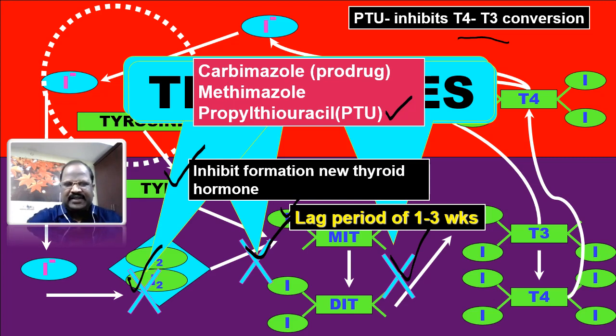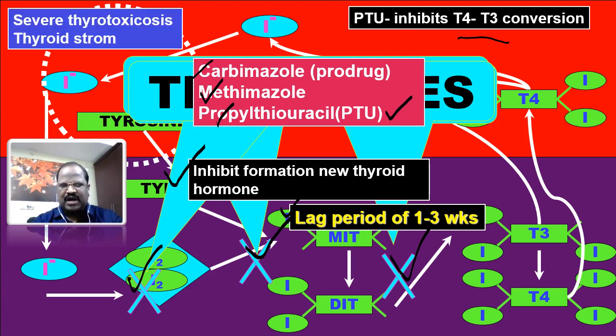That means among these three drugs, propylthiouracil has a dual mechanism of action. That's why for the treatment of severe thyrotoxicosis and thyroid storm, to have a rapid benefit, the best drug of choice is propylthiouracil. I put PTU. PTU means propylthiouracil. So thioamides act by inhibiting synthesis of T3, T4. In that, propylthiouracil has one more action, that is inhibiting conversion of T4 to T3.